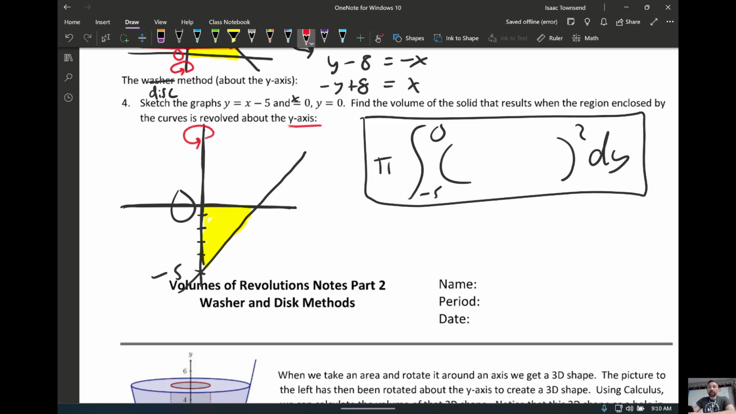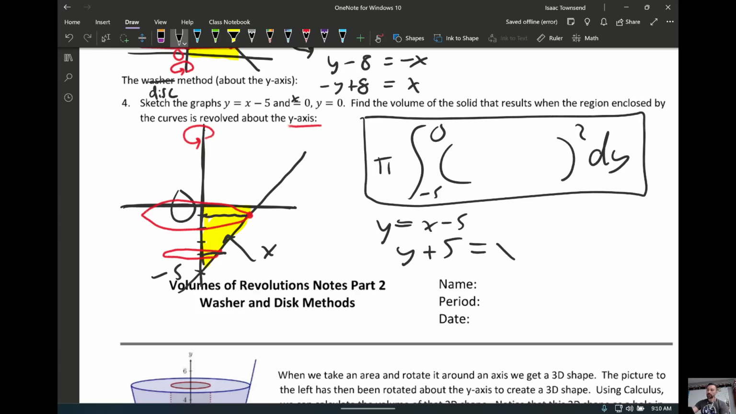So if I'm rotating it around the y-axis, take a point the furthest away from the y-axis. Any of these points are fine, but just pick one, rotate it around the y-axis so that you can see its circle. Pick another point, rotate it around the y-axis so that you can see its circle. The point of that is so that you can see the radius, see that the radius in this question is x, and of course you wouldn't leave this x because this is dy, but it tells you that you need to know what x is in terms of y, and x is the same thing as y plus 5.